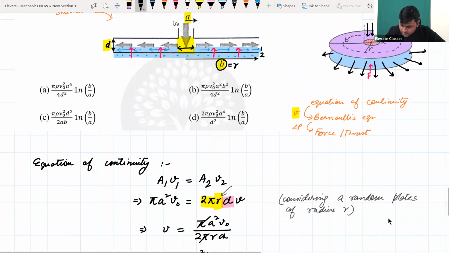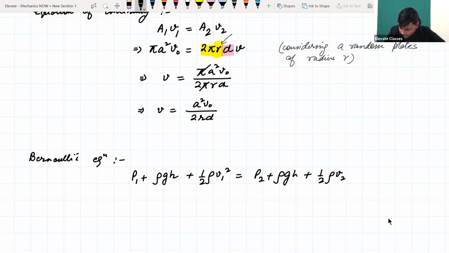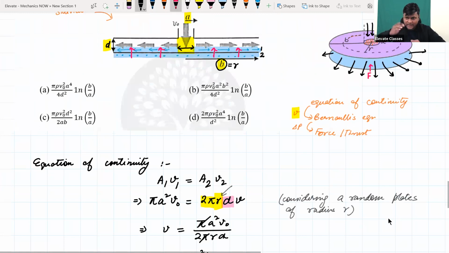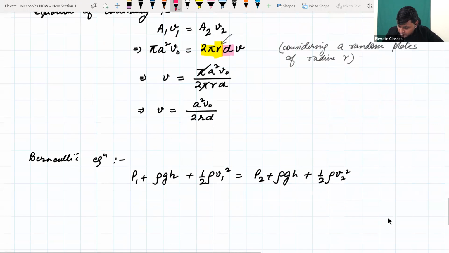Okay, so P1 plus rho g h plus half rho v1 square is equal to P2 plus rho g h plus half rho v2 square. Now v2 is 0, because there is no fluid flow happening below, as far as we are told in the question. So v2 is 0.